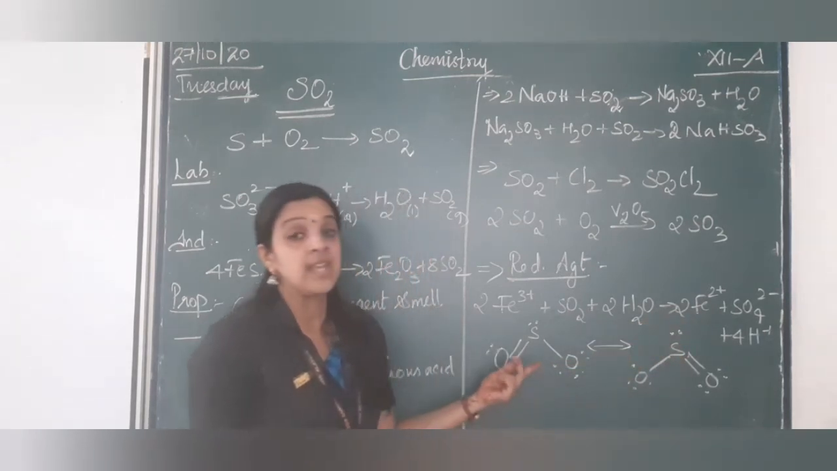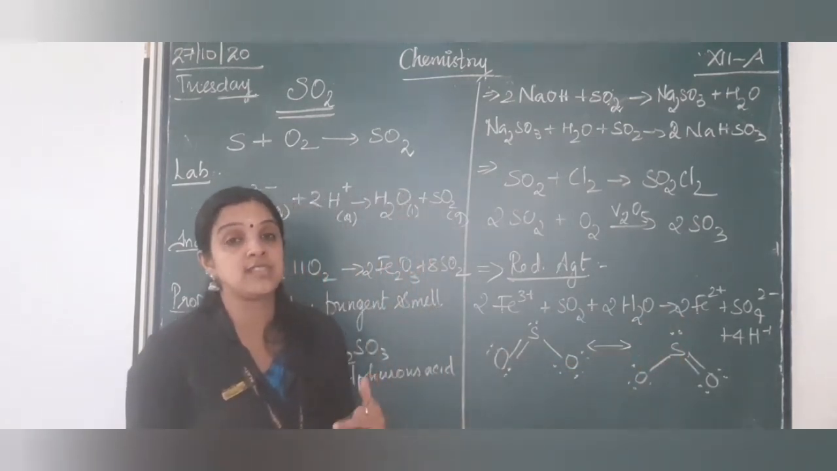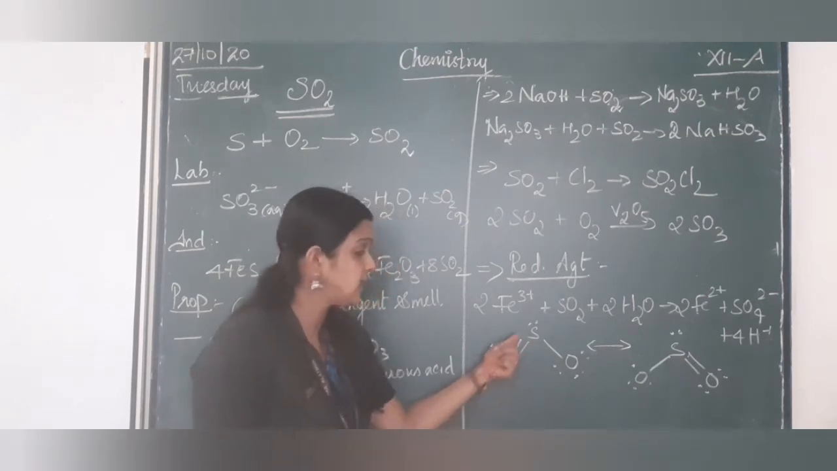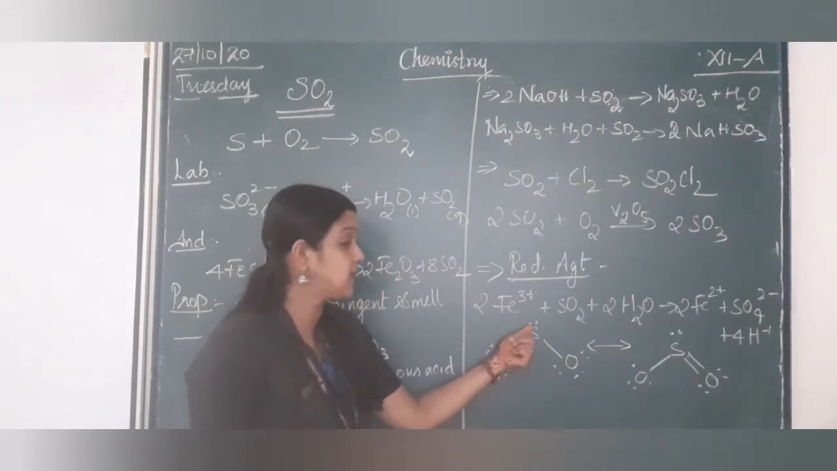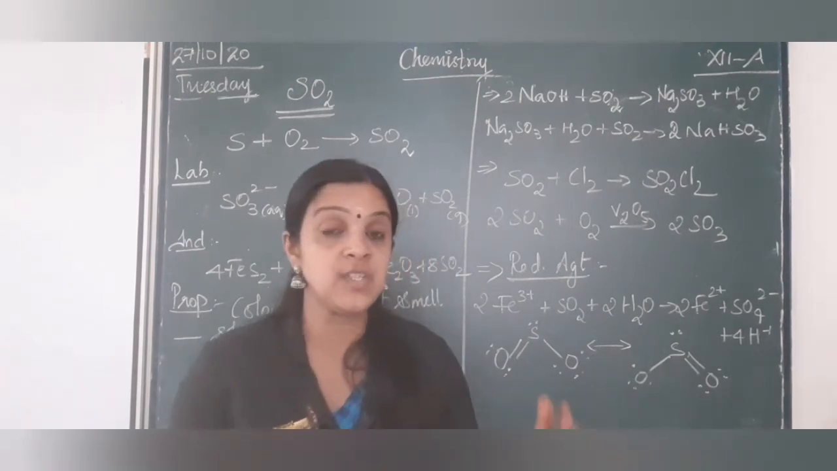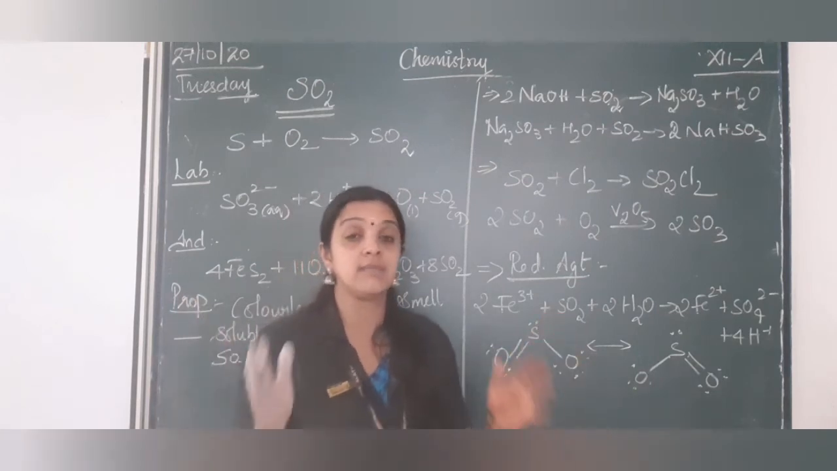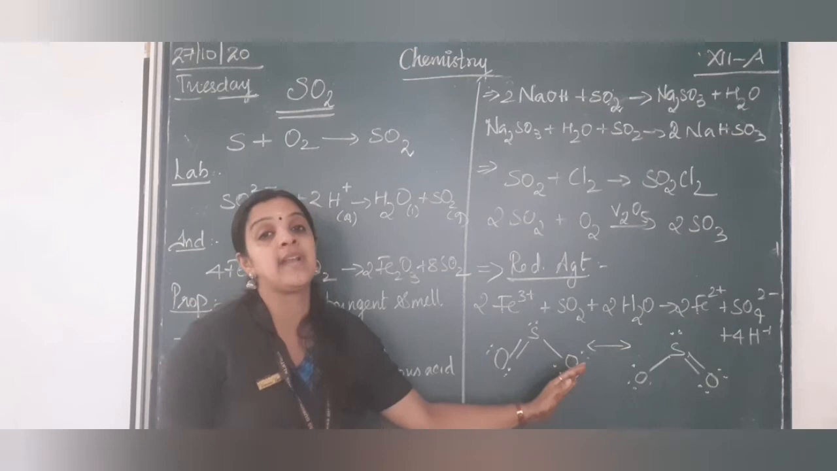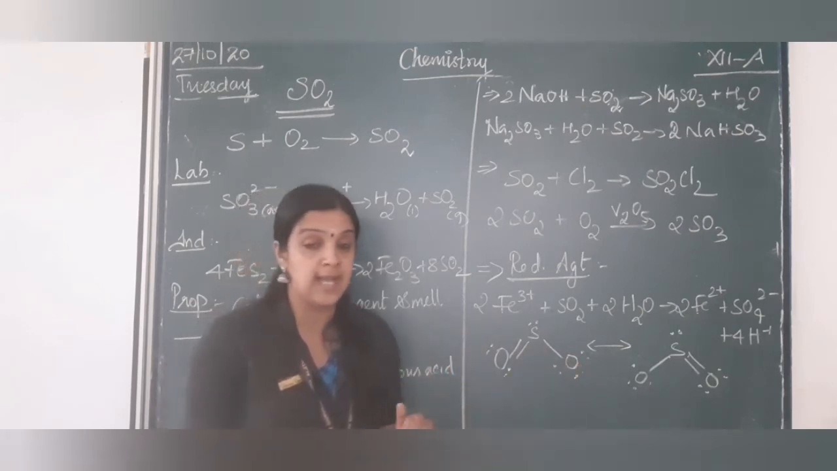Coming to the structure of sulfur dioxide, just like ozone, it has an angular structure with a lone pair of electrons on sulfur, and it has a resonance structure where these two structures are hypothetical, meaning you cannot confirm the real structure of sulfur dioxide. So these form an angular structure of resonance hybrid.